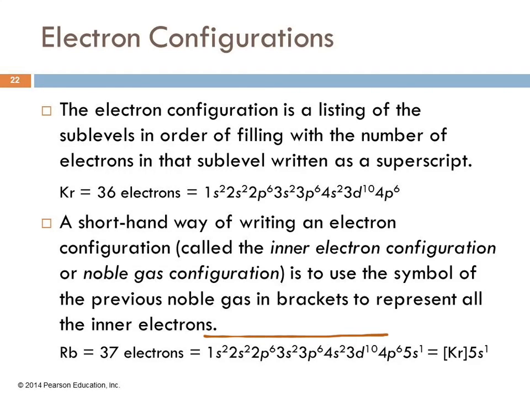But this part is the same as krypton, right? So how about instead of writing all of that, we put the krypton symbol in brackets and we just write the stuff that's on top of it. It's faster. It's easier to look at too. So that's the noble gas configuration. It's a shorthand version.